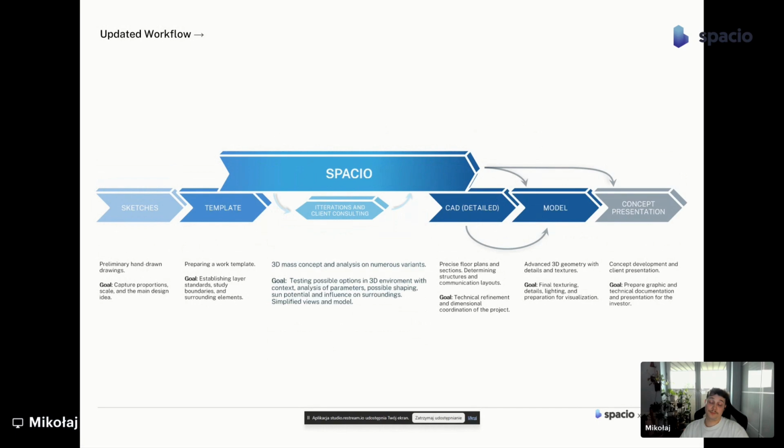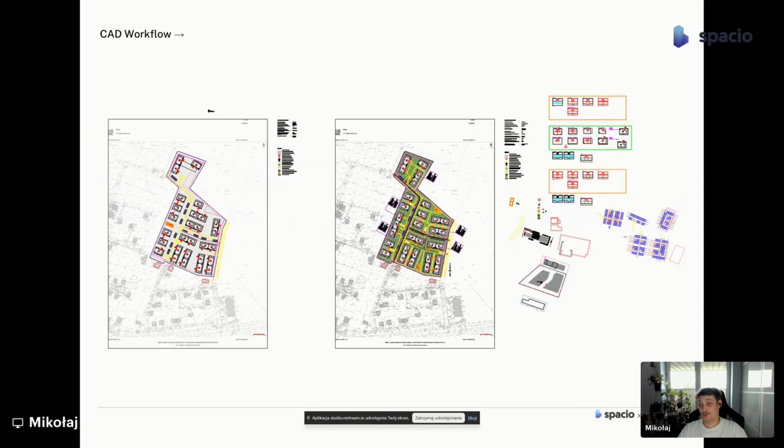And as the presentation says, the 3D massing concept and analysis on numerous variants, you can do all this in one tool. The typical workflow for us usually began with this cluttered mess, where you have all your variants all around the AutoCAD file, everything sketched and outlined just to put into one layout.